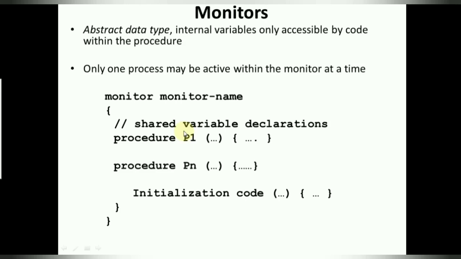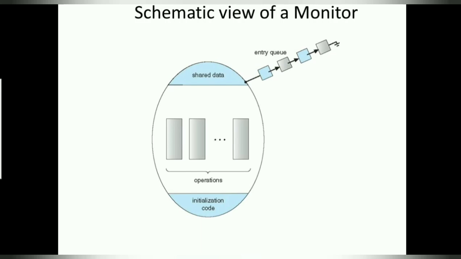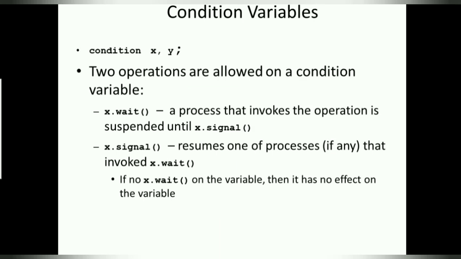Now let us take a schematic view of the same. You can see this is a monitor. It has shared data and a set of operations to ensure mutual exclusion within the monitor. Now, to allow a process to wait within the monitor, we need something called a condition variable. And also to mention, only one process at a time can be active within the monitor.